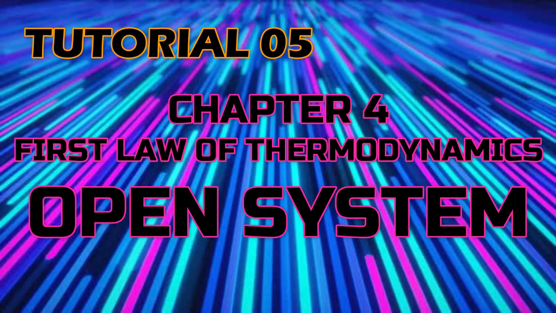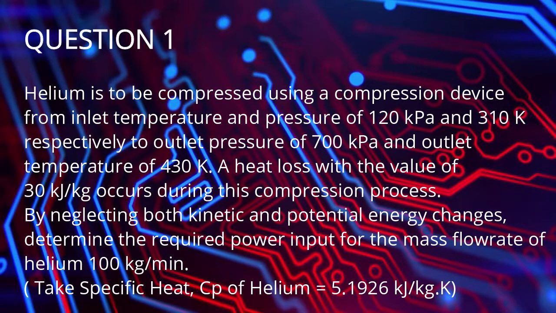Question number 1. Helium is to be compressed using a compression device from inlet temperature and pressure of 120 kPa and 310 Kelvin respectively to outlet pressure of 700 kPa and outlet temperature of 430 Kelvin. A heat loss with the value of 30 kJ per kg occurs during this compression process. By neglecting both kinetic and potential energy changes, determine the required power input for the mass flow rate of helium 100 kg per minute. Take specific heat Cp of helium equal to 5.1926 kJ per kg Kelvin.